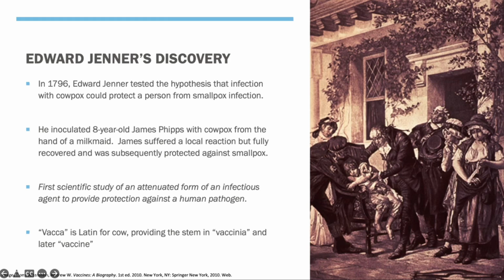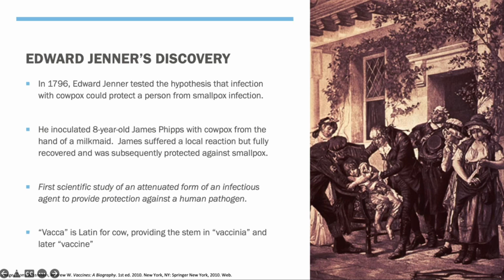The name many of us have heard before is Edward Jenner, who tested the hypothesis that infection from cowpox could protect a person from smallpox. He had noticed that the milkmaids who contracted cowpox after working with cows seemed to have this protective benefit against smallpox when they were exposed later.